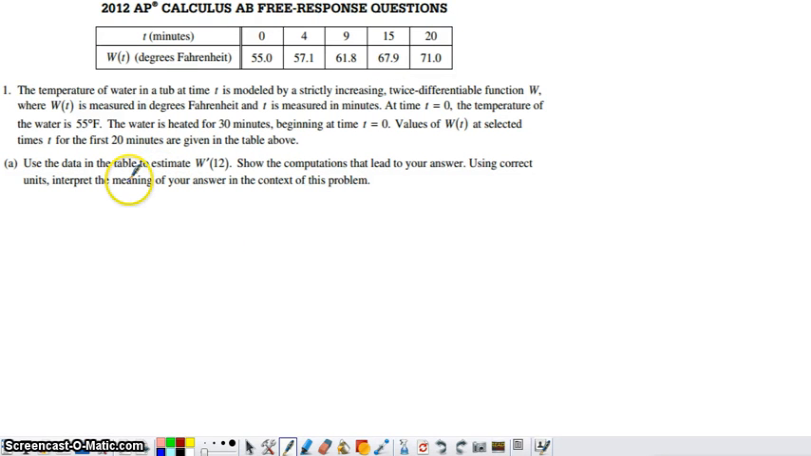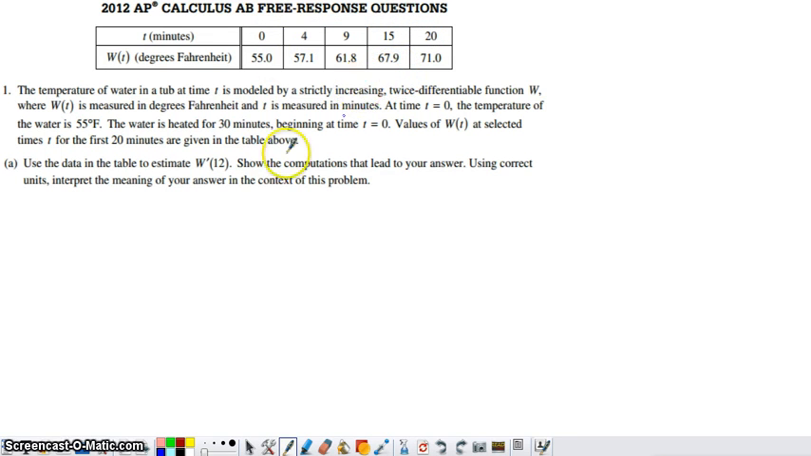So this video will check out problem number 1, part A, from the 2012 AB calculus exam. It was on the BC exam as well. It's a calculator problem, and the situation that's posed is that there's water in a tub and it's being heated over time. We know what the temperature of the water in the tub was at certain values of t as the water is being heated.